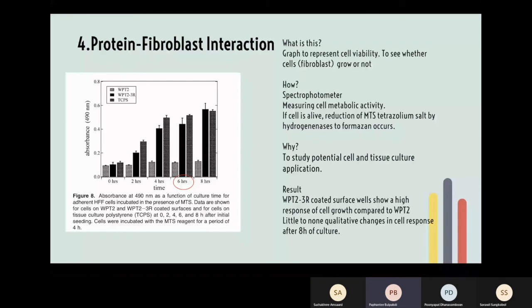Now let's look at the absorbance. If the absorbance is high, that means your cells are alive, right? This bar is the positive control. This is the modified one. This is the non-modified one. At 6 hours, you see that the modified one is close to the positive control, which means that the cells grow well on the surface compared to the one without our modification.